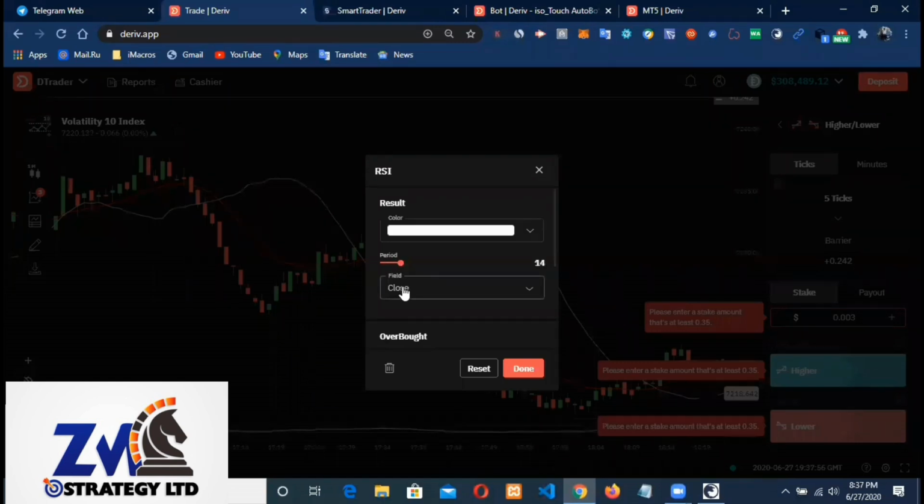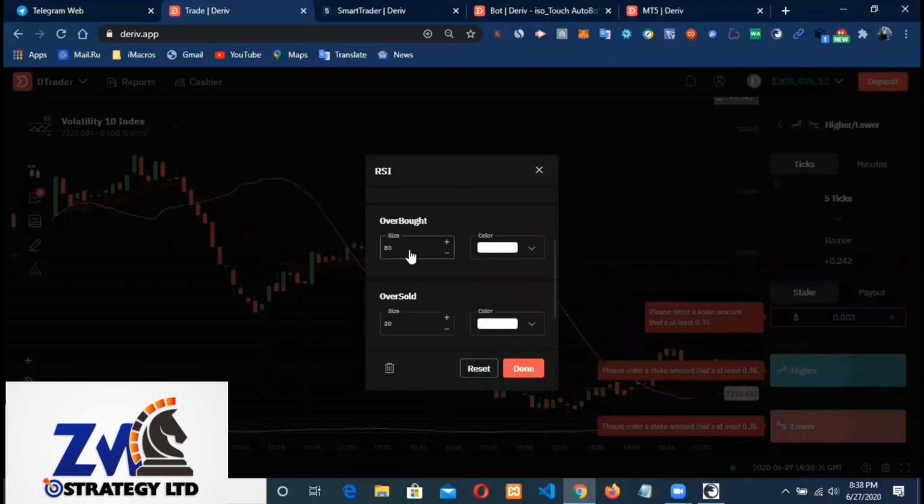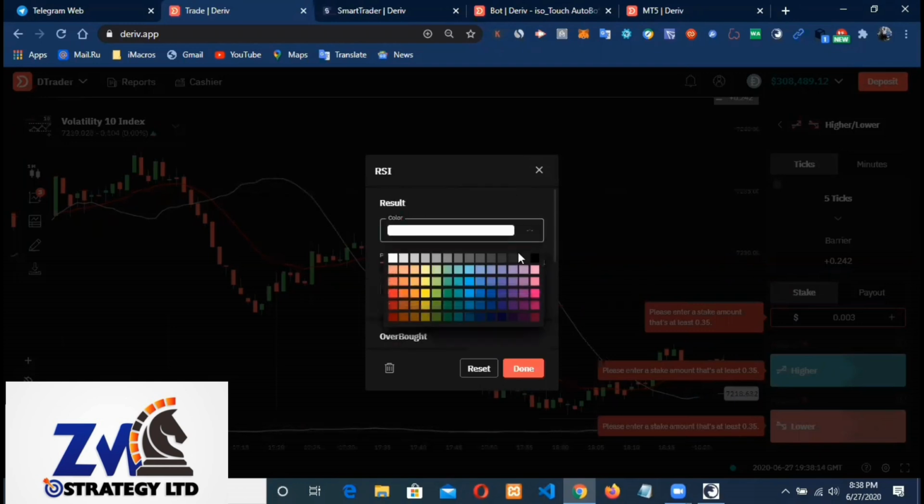By using 14 plus for bots, by using 17, and so by using 30.